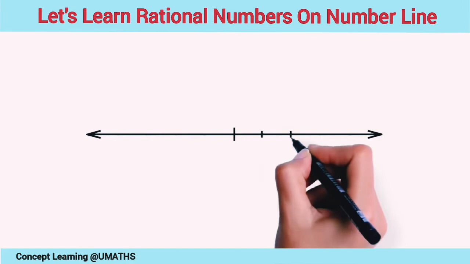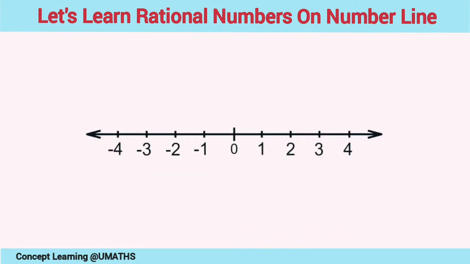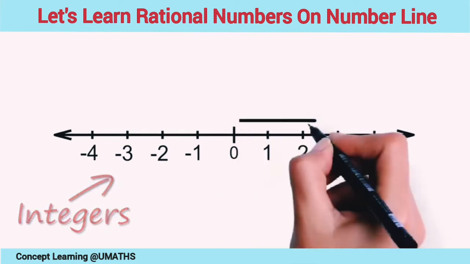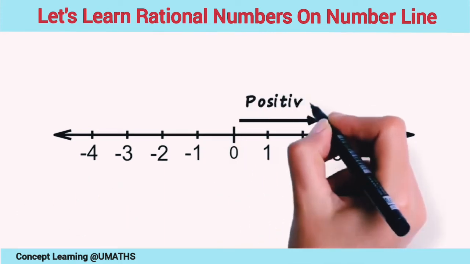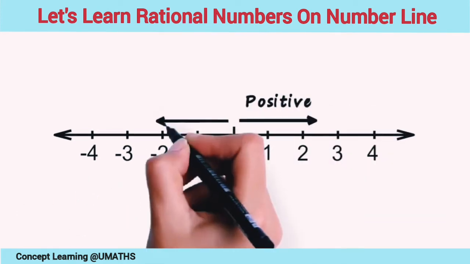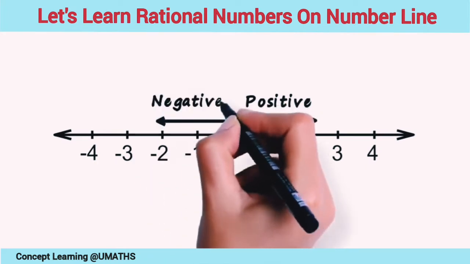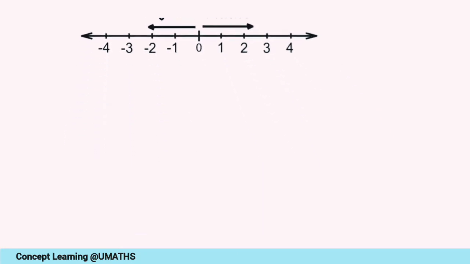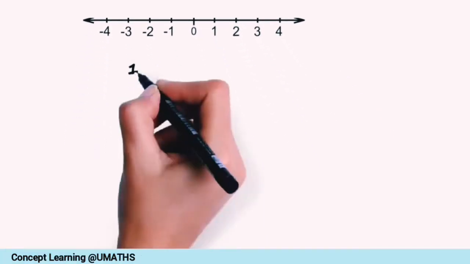All of us know what a number line is, and the numbers we see here on the number line are integers. Positive integers are represented at the right of the zero and negative integers are represented at the left of the zero. Integers we are familiar with, but what about numbers like these?